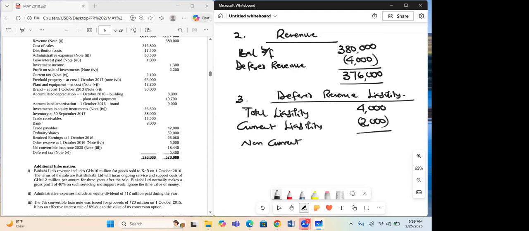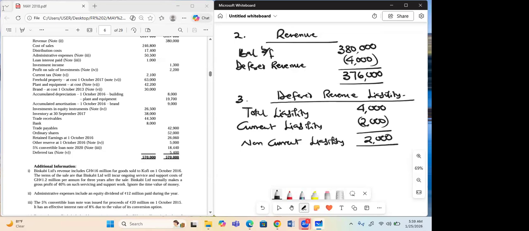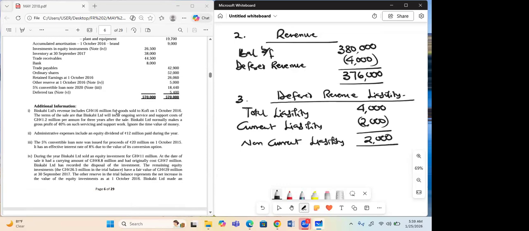Please, you understand what I'm doing? I'm splitting the 4,000 into non-current and current, so that when I'm preparing the statement, you understand. So that same 4,000, we split it into 2,000 non-current and 2,000 current. Are we okay? Yes, sir. Do we all understand note 1? Yes, sir. Okay. Then let's go to note 2.